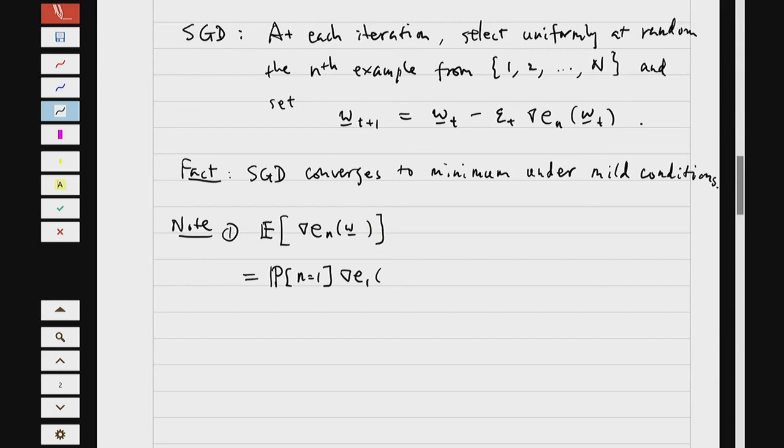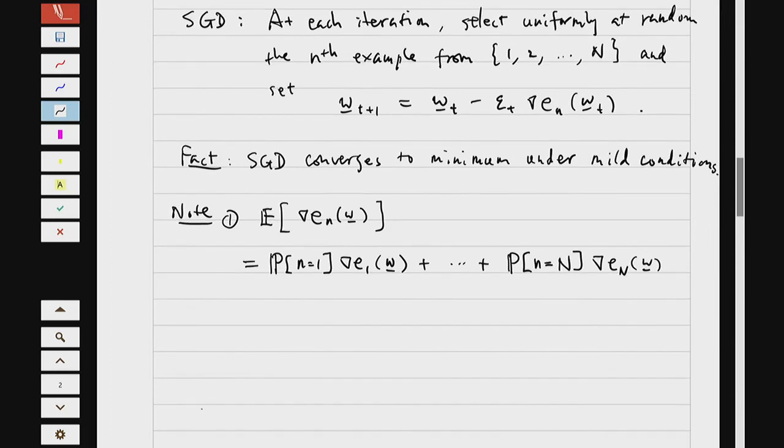I'm not going to write t because I have too many w's. It doesn't matter what t is, so I'll just write w, which is easier. That's the first one. Then if you pick the second one with a certain probability, n equals 2, you have another one. Altogether, you have n of them. At the end, you have the probability that you pick the nth one by chance. In that case, you get the gradient with respect to the nth example. That's the expectation. Everyone okay with this? Everyone should be very comfortable with probability. It's one of the most important courses in engineering.